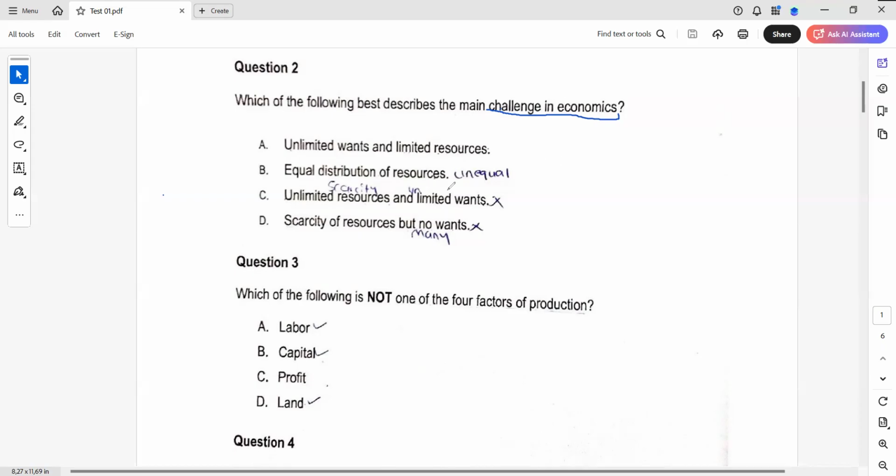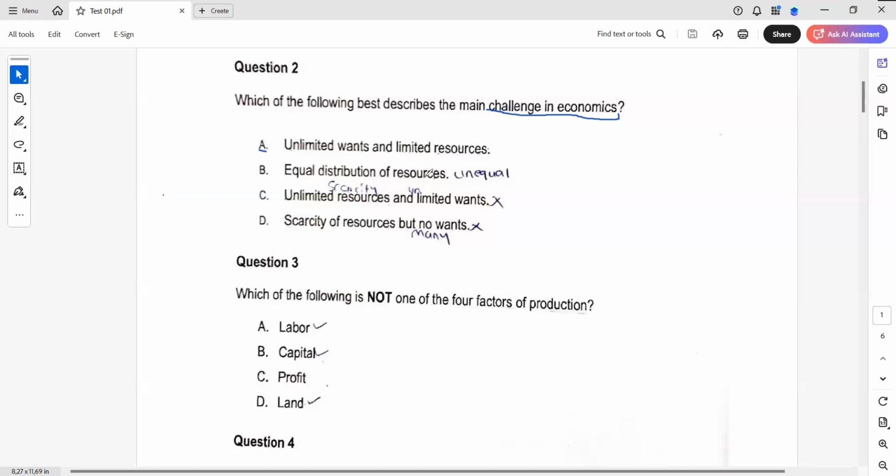So now let's try to find the correct answer. So remember, the challenge is the scarcity, right? Scarcity, having limited resources. So they're saying here, A, unlimited wants, limited resources. This could be true because we have unlimited wants, but we have what? Limited resources, right? Meaning that we have scarce resources. So we're just going to put a dash here.